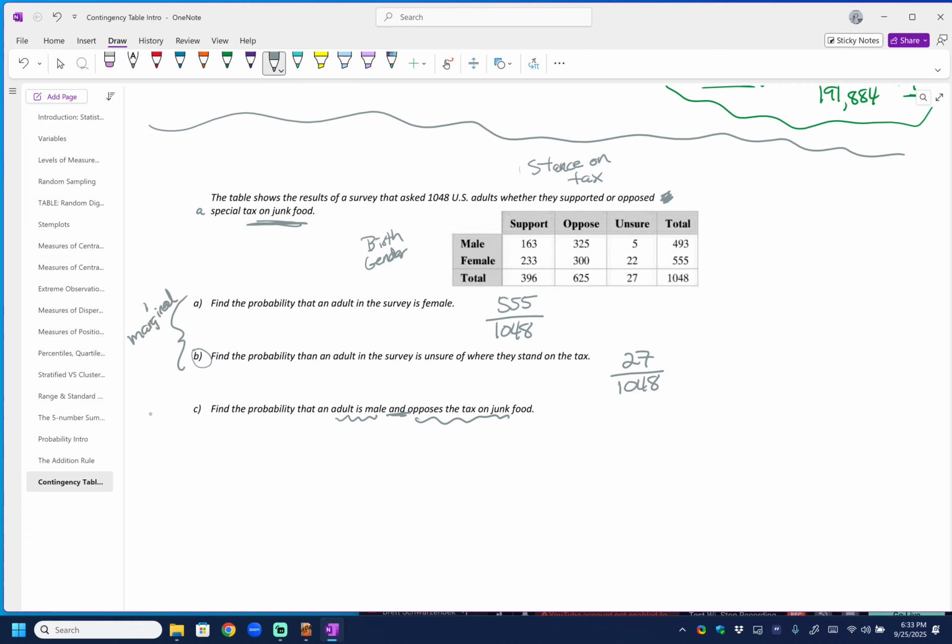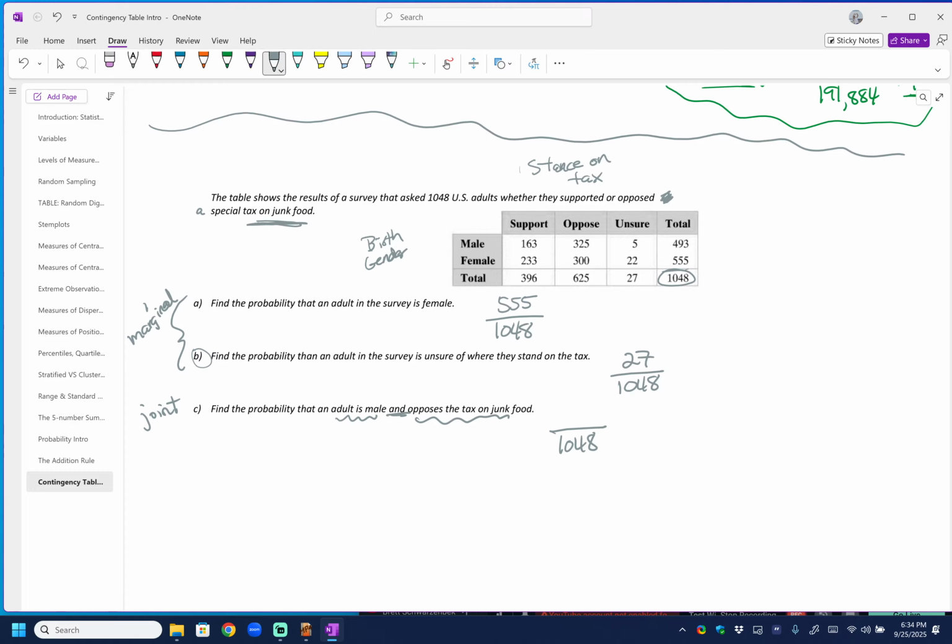But the good news is, I always like to clarify what they are. Probably not going to ask you what they are on an exam per se, but it's nice to be able to locate which type it is so that you can look at it in the table in the proper way. But no matter whether it's marginal or joint, you've already been shown that 1048 must be the denominator because that's the sample space of all the adults in the study. In this case, it's a survey.